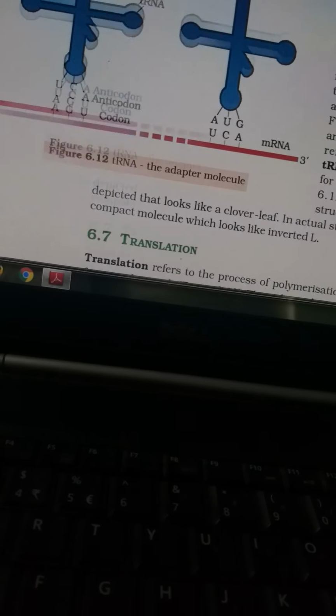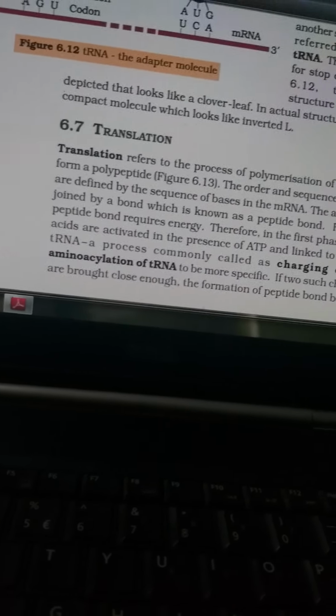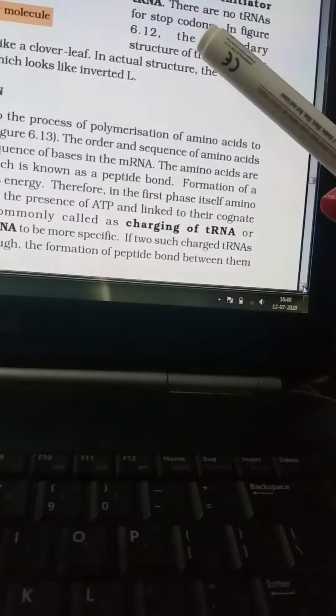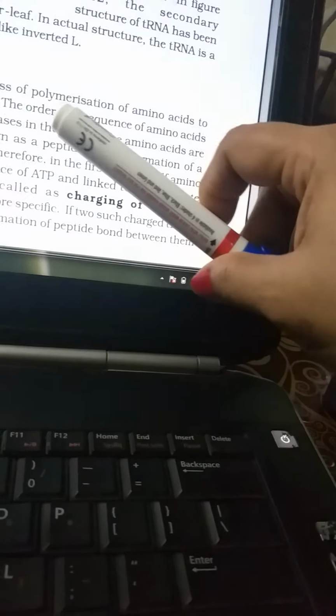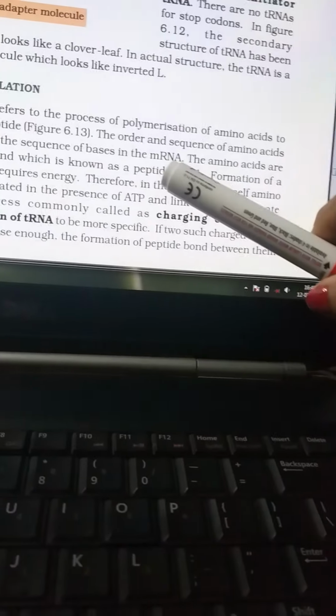Now here comes the last part, that is known as translation. That is also very, very specific. Now what is translation? Translation refers to the process where they are coding for amino acids. Now these amino acids have to form a polypeptide chain. The order and the sequence of amino acids is defined by the sequence of bases of mRNA.